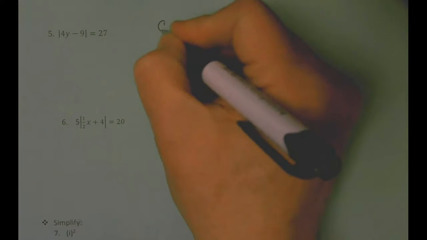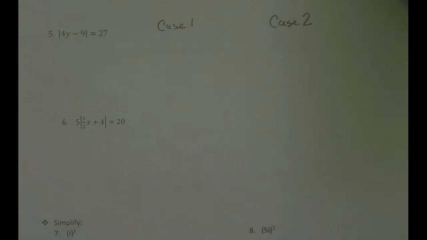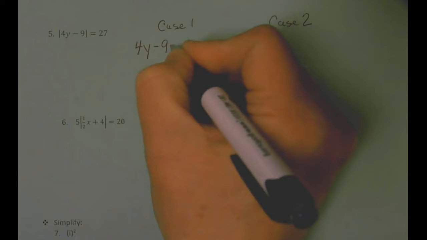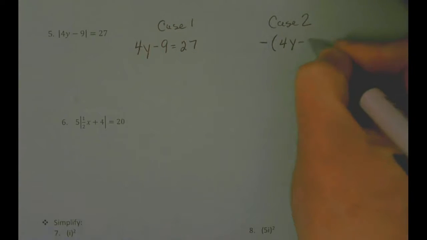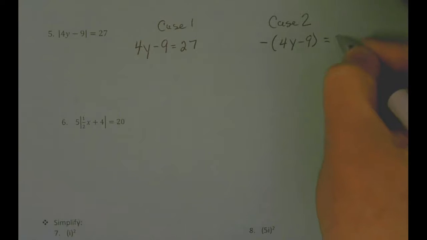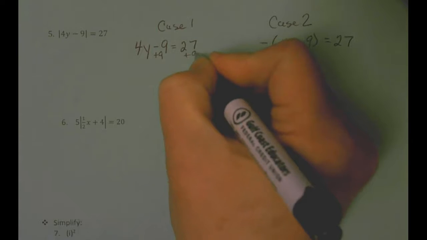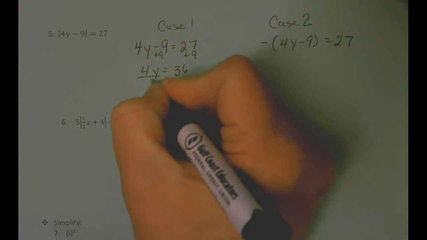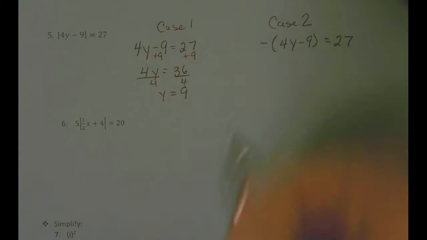To solve an absolute value equation, you need to do case 1 and case 2. This would be 4y minus 9 equals 27, minus 4y minus 9 equals 27. So add 9 to both sides. Divide by 4. Y equals 9.